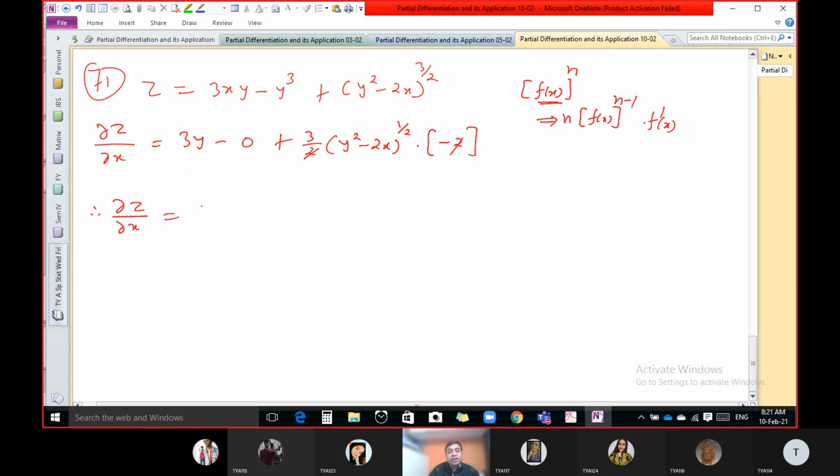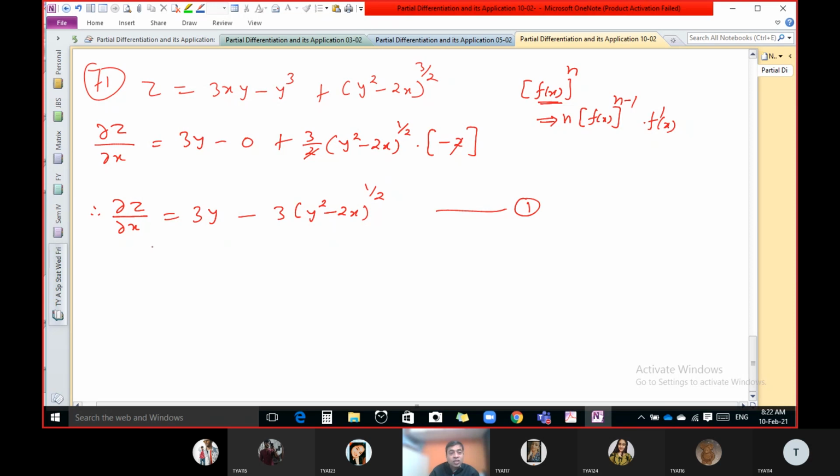3y as it is. Then plus or minus? Minus. Minus what we have to write? 3 into y square minus 2x raised to 1 by 2. Correct. This is my equation 1.